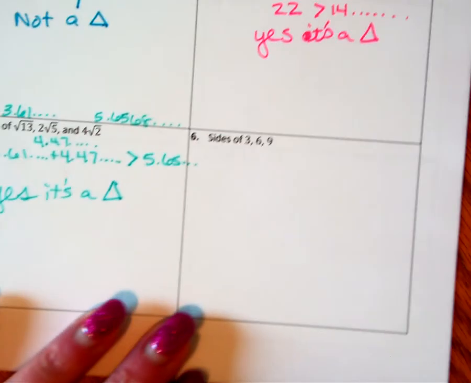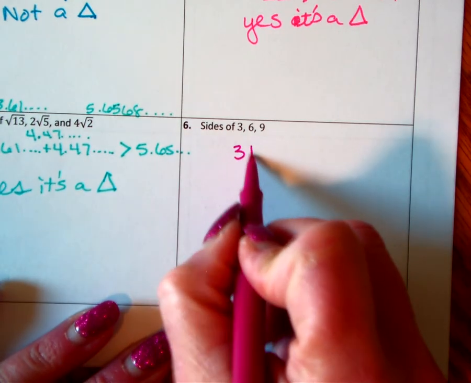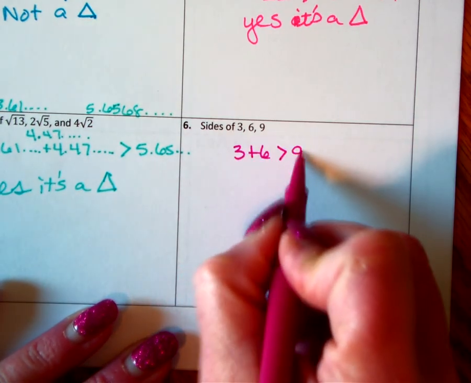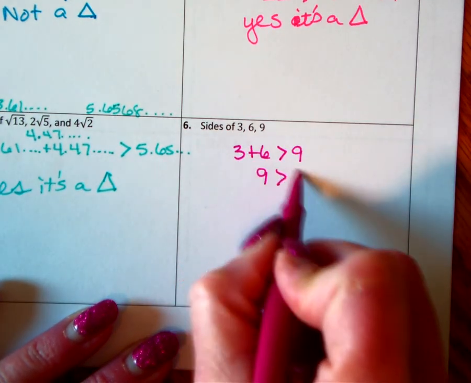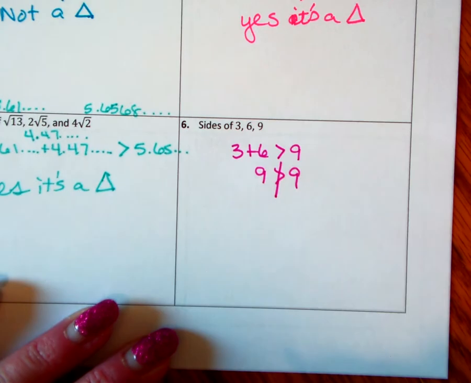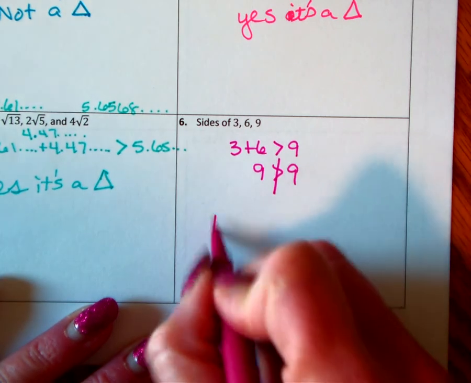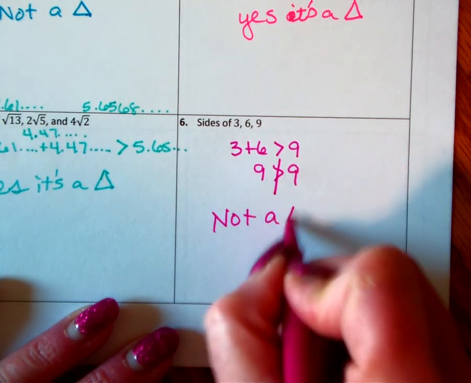Okay. And then we've got 3, 6, and 9. So is 3 plus 6 greater than 9? Well, that adds to be 9. 9 is not greater than 9. It's equal to it, right? So this one is not a triangle.